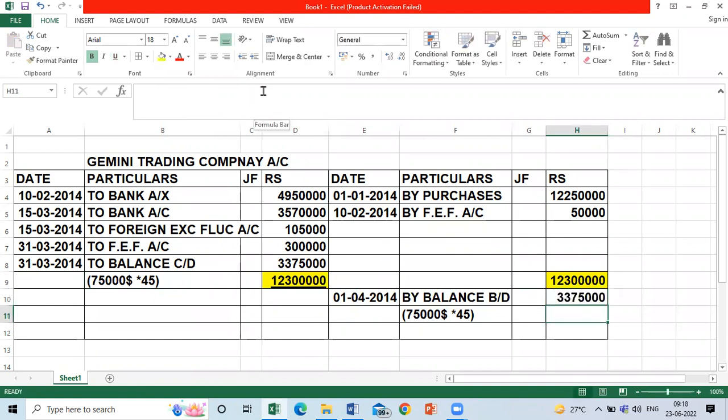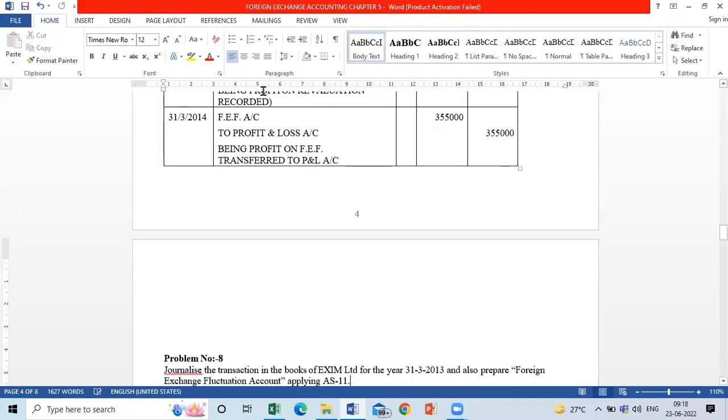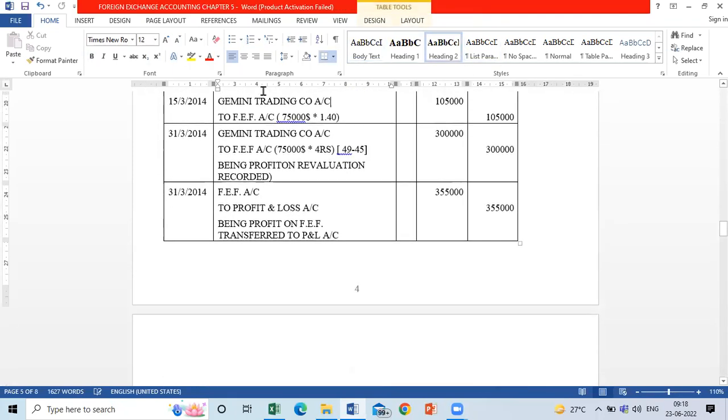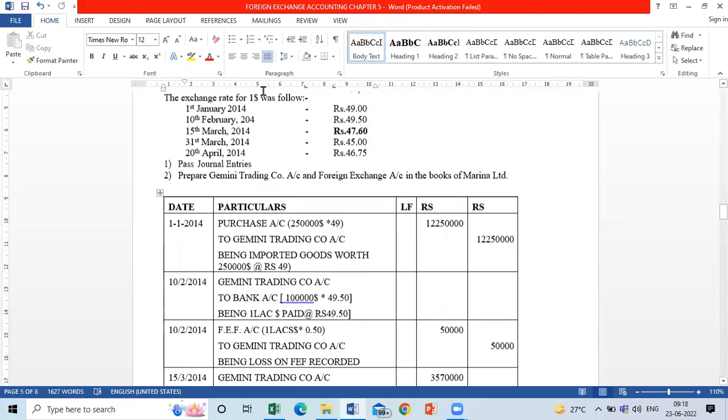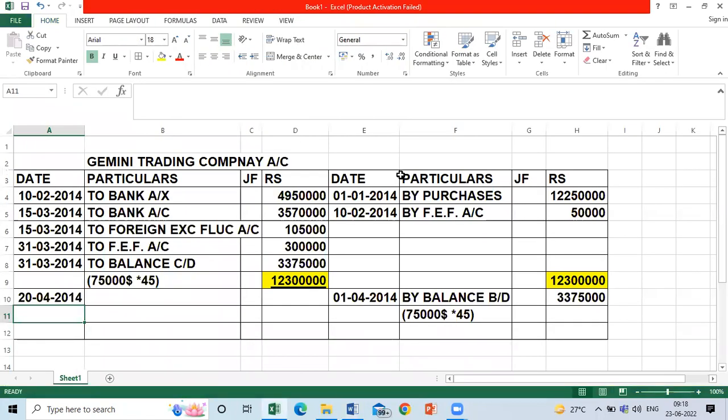33,75,000. The last payment was made on 20th April, if I am not wrong. On 20th April, we made the last payment. The interest is pending on that. On 20th April, the rate was 46.75. This is the rate. I will make the payment at 46.75 to bank. Let us pay $75,000.